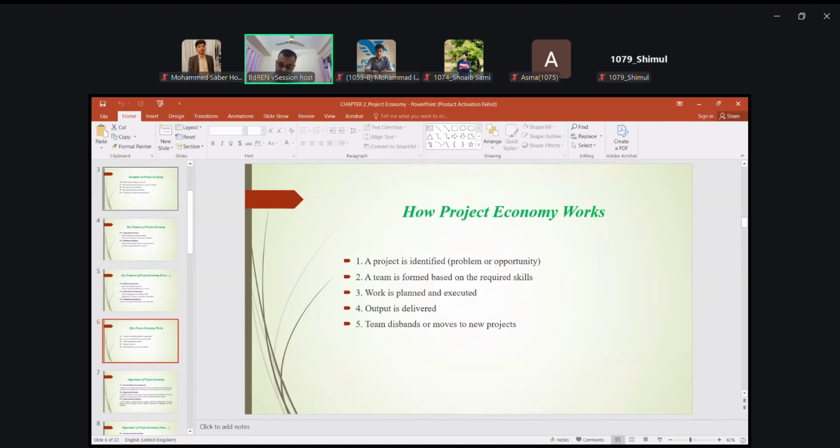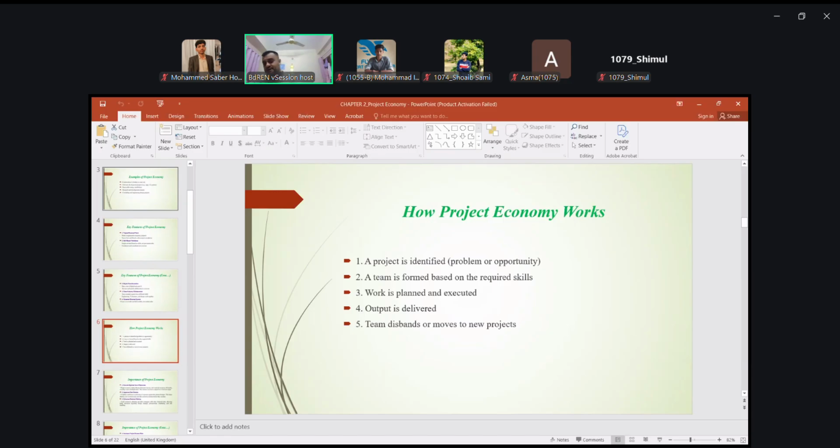What tasks need to be performed, accordingly you have to plan, and based on the planning, you have to execute. Planning is not a problem, but execution is a problem. Then ultimately, when you have executed the work, the outcome is the output. The output is delivered to the interested parties or groups.